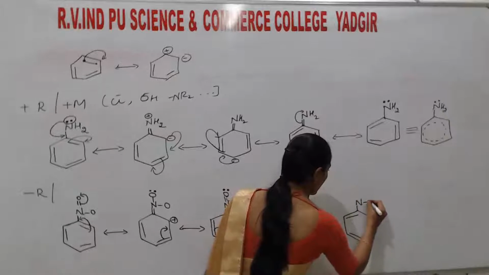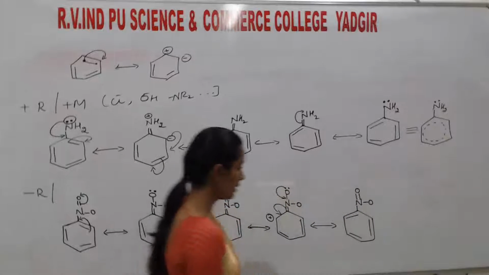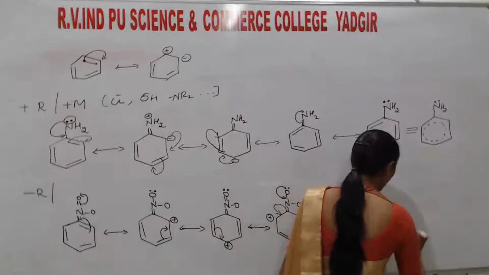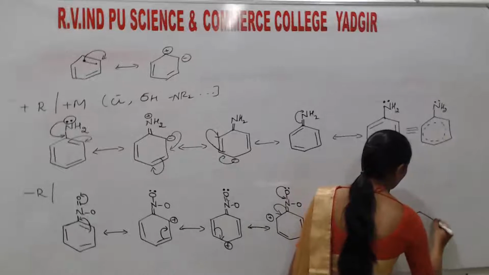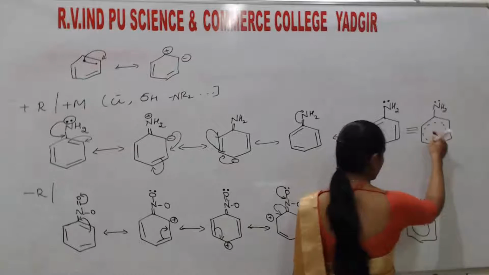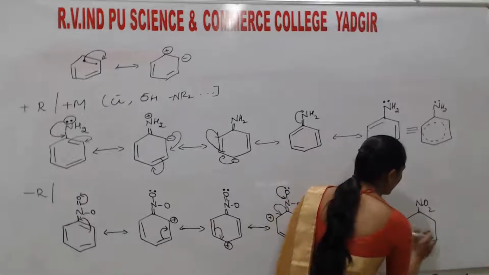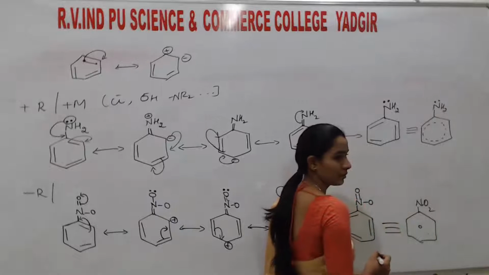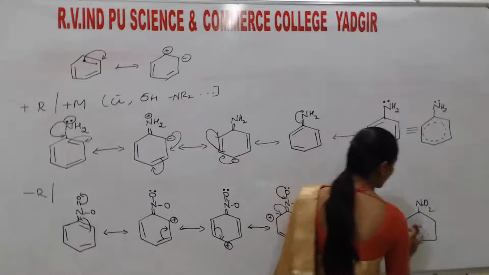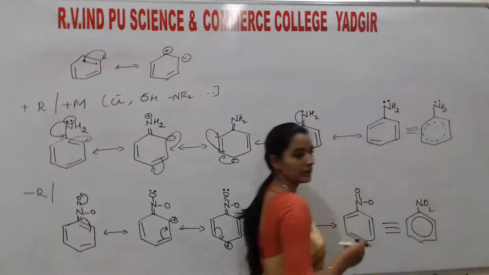Here, single bond O, double bond O. Are you getting? So finally, you will get the resonance hybrid. As I told you, we may write like this, write like this also. You can't write like this. This is wrong. Benzene ring you have to show means you have to write completely like this.